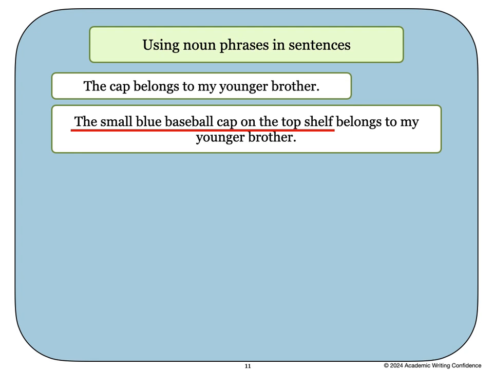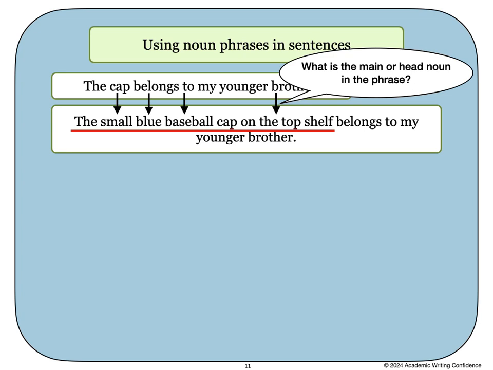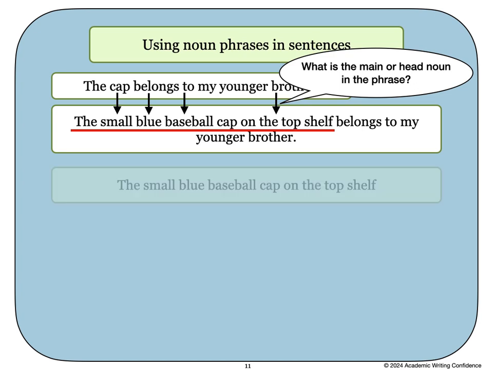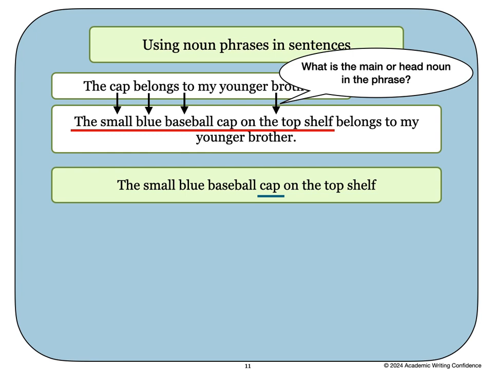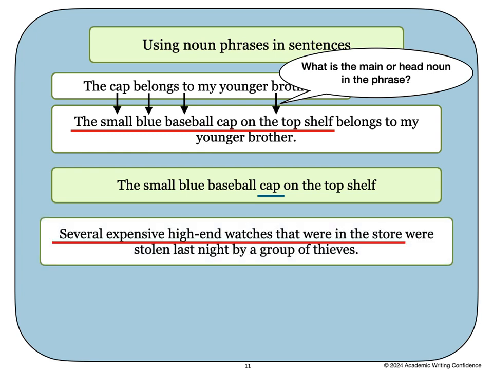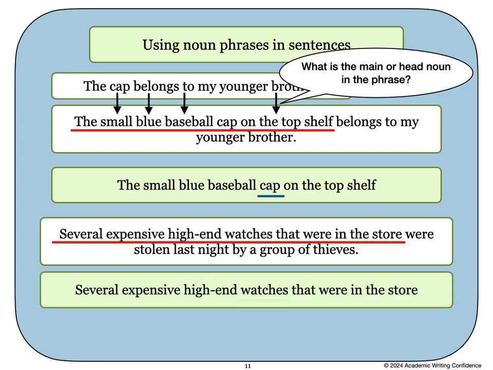You can see that we have added a size, a color, what kind of cap it is, and where it is to our main noun, creating this more detailed noun phrase. So what is the main or head noun in the phrase? It's the word cap. Here's another example. Several expensive high-end watches that were in the store were stolen last night by a group of thieves. Again, the main or head noun in the phrase is the word watches.